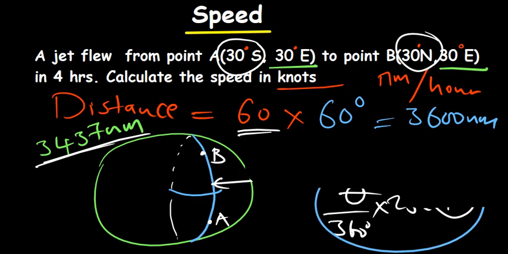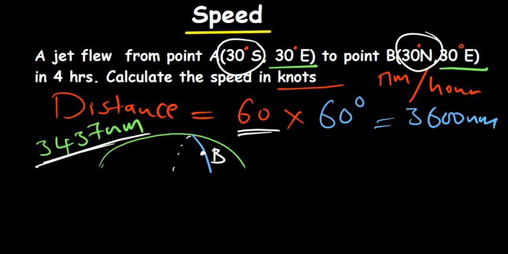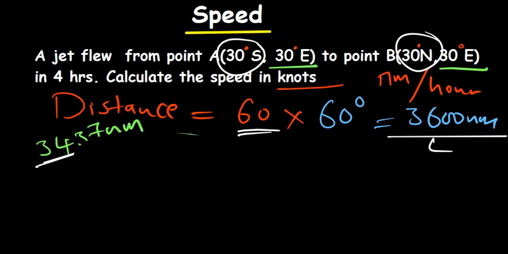Now when you get the distance, you should just divide by the hours, which were 4 hours. Okay? And then if you divide 3,600 by 4, it is 900. So 900 knots was the speed.